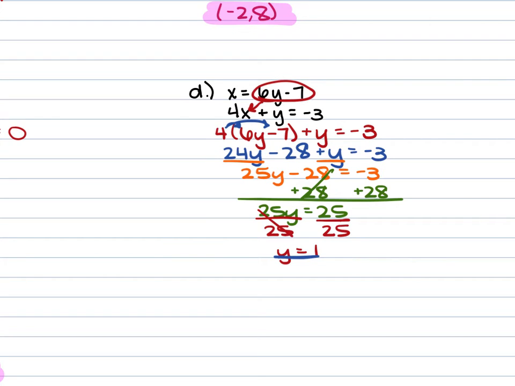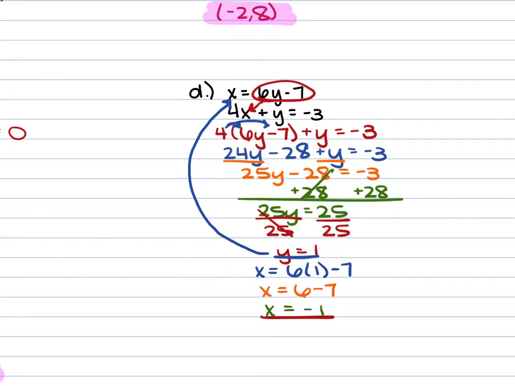I have a y is equal to, I'm going to take that and plug it in to solve for x. So I have x is equal to 6y minus 7. That's going to be the easiest one to plug in for. So x is going to equal 6 times 1 minus 7. 6 times 1 is 6, so x is equal to 6 minus 7, which gives us x is equal to negative 1. I now have an x and a y, so my answer is just negative 1, positive 1.